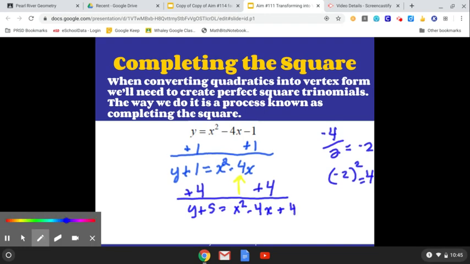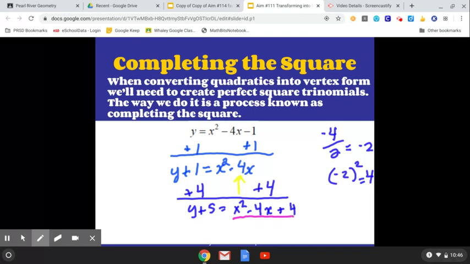Now, if you're asking yourself, what was the purpose of doing what we just did? Well, what it did was this created for us a trinomial whose factors, when I go to factor it, are going to be exactly the same. When I go to factor this thing, the factors are x minus 2 and x minus 2. So that's our next step, factor this thing.